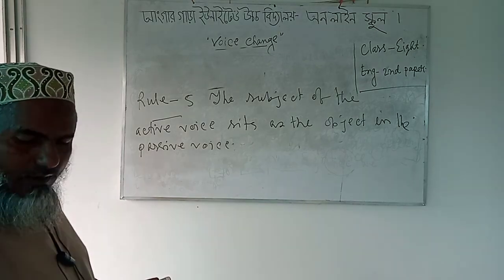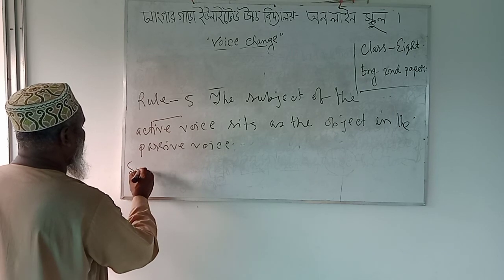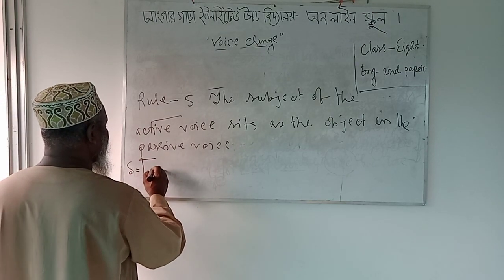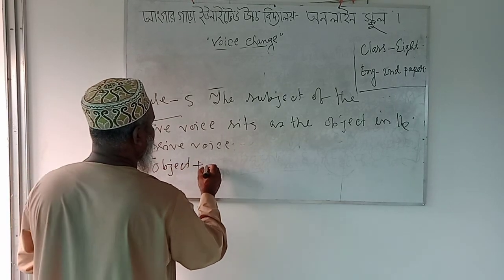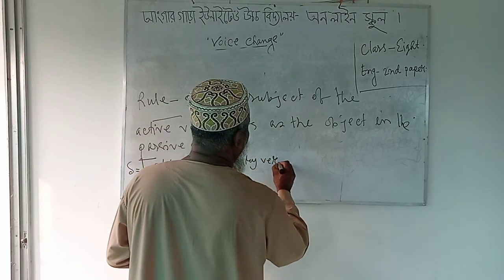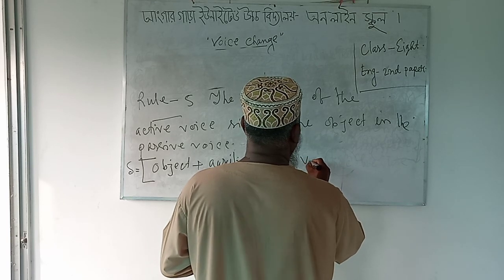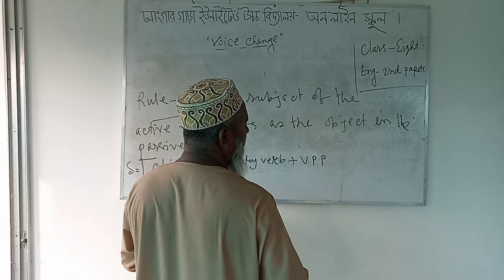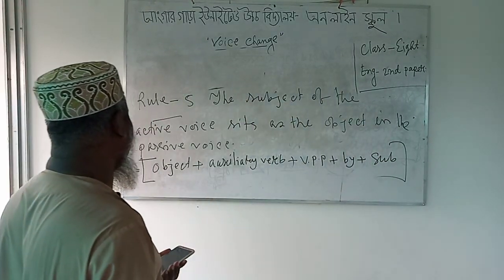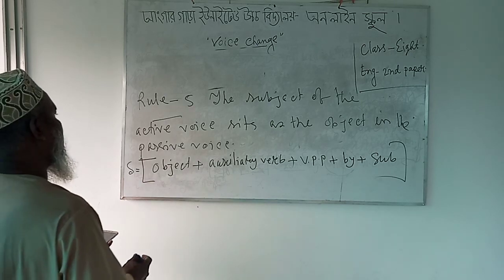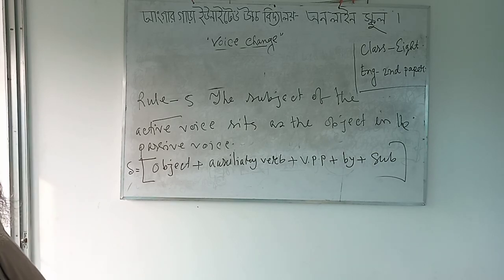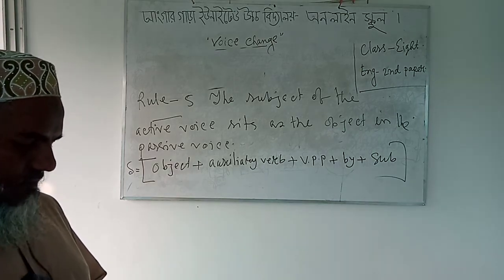Dear student, now I write down a structure. If we follow this structure, we can easily transfer active to passive voice. The structure is: object plus auxiliary verb plus VPP, that means the past participle form of the main verb, and then by, and then subject. This is the structure we need to change active voice to passive voice. Dear student, this is rule number 5, and this is the structure. If you follow these rules or structure, I think that you can easily change active voice to passive voice.